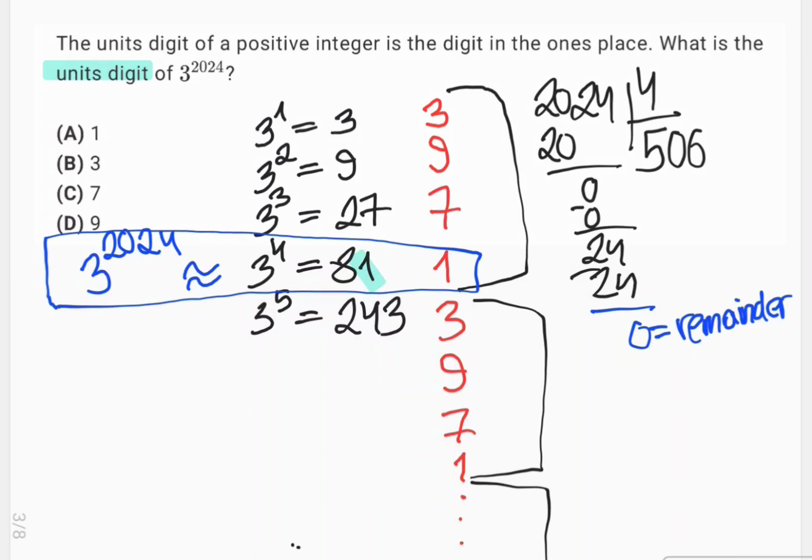To summarize, when you see a question asking for the units digit of a larger power like this, look for a repeating cycle in the powers of the base number. Once you identify the cycle, you can use division to figure out where the exponent falls in the cycle. And you've got the answer. So the answer to this problem is A. Remember, knowing these patterns can save you tons of time on the SAT.